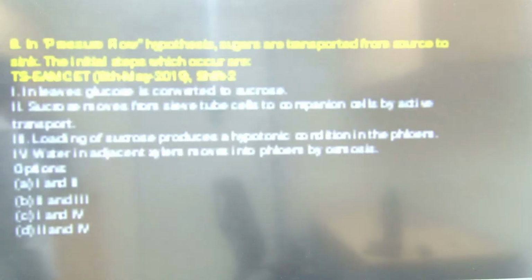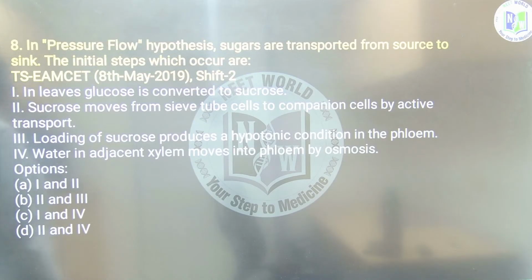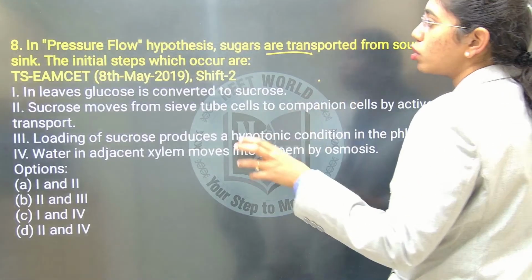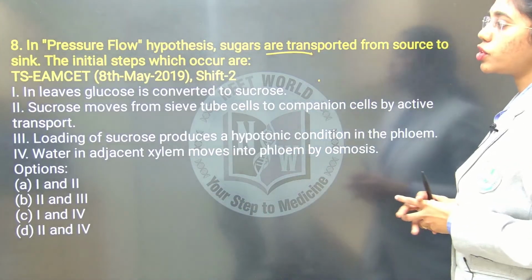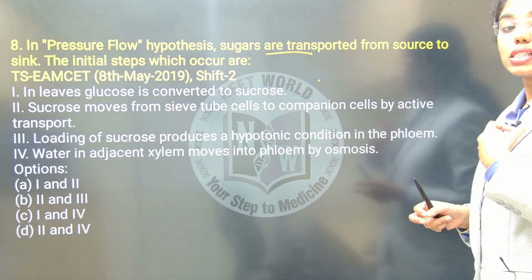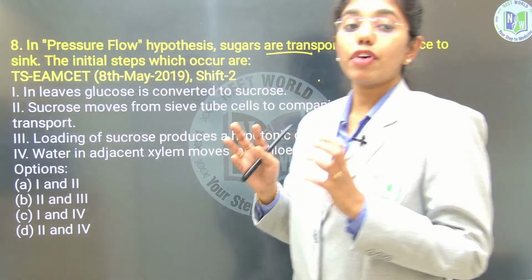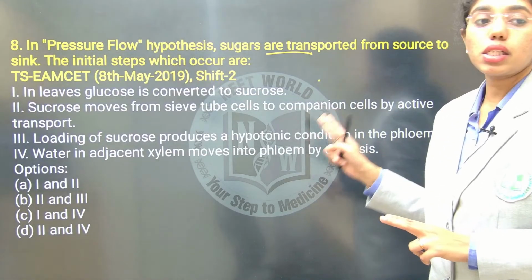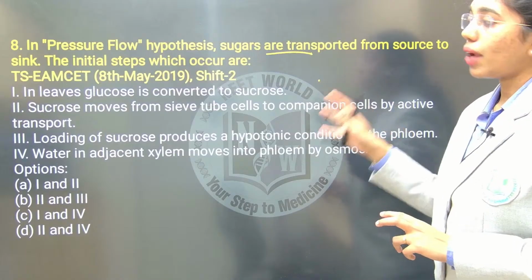Again a statement based question. Appeared in 2019. Few more set of questions, guys. In the pressure flow hypothesis, that is transport of sugars, sucrose is transported from source to sink. What are the initial steps which occur? This is the second multi-statement question that we are observing where the transport of sucrose is involved.